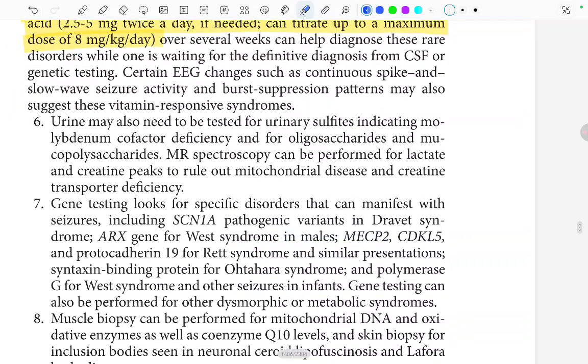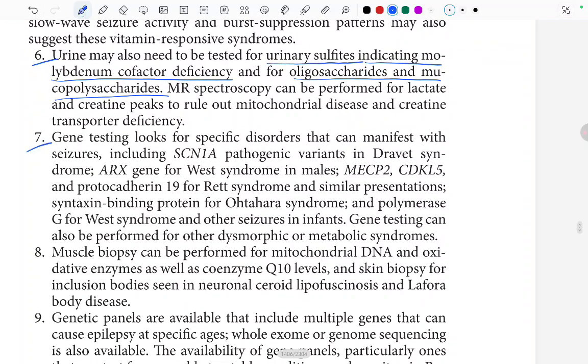Urine may also be needed to test for urinary sulfites, indicating molybdenum cofactor deficiency, and for oligosaccharides and mucopolysaccharides. MR spectroscopy can be performed for lactate and creatine peaks to rule out mitochondrial disease and creatine transporter deficiency.